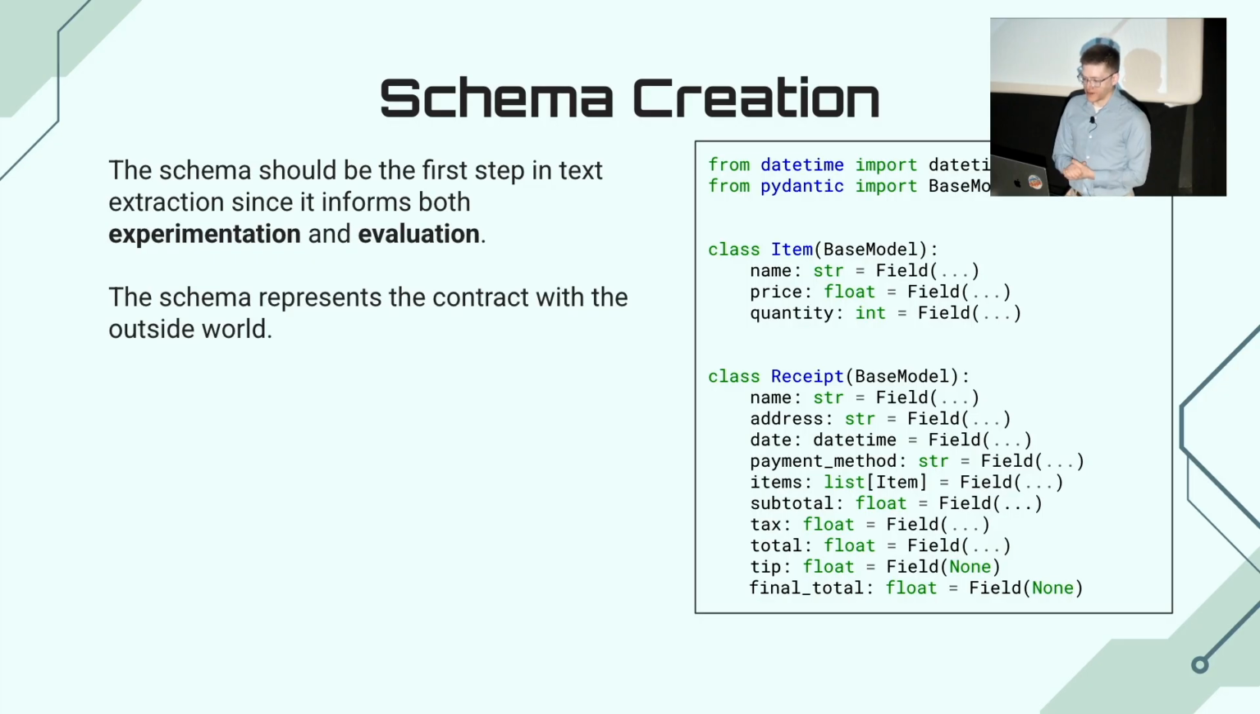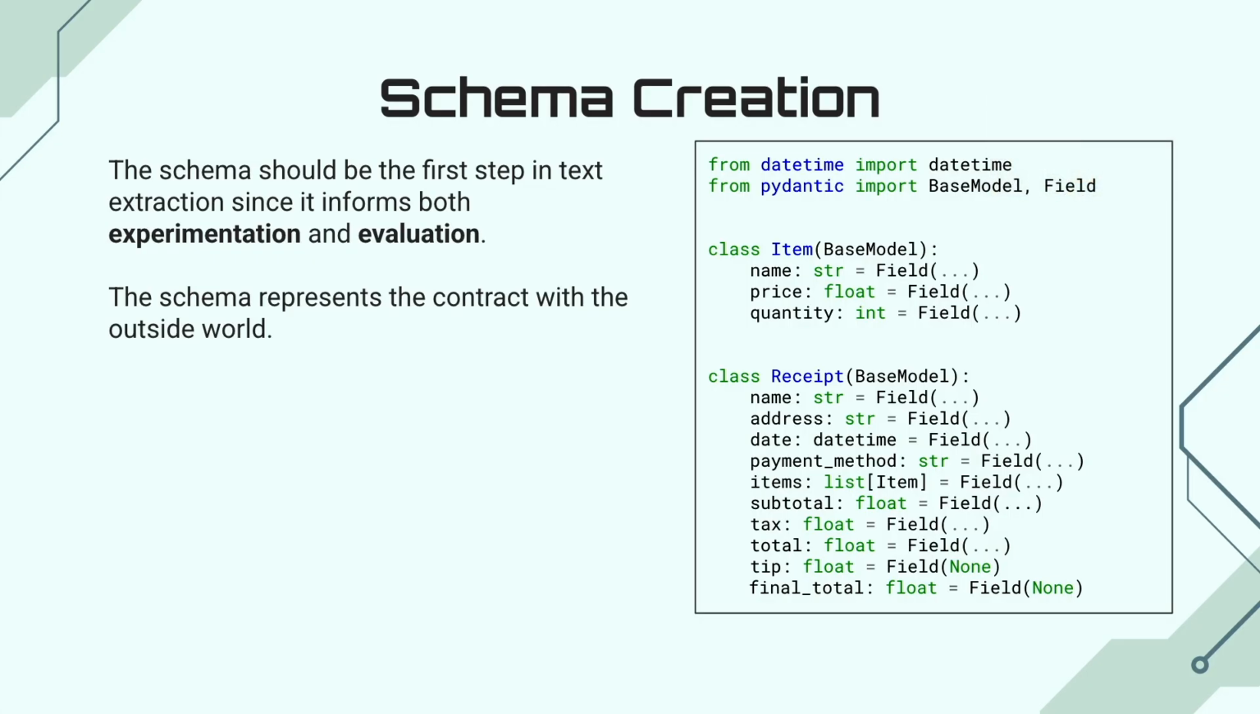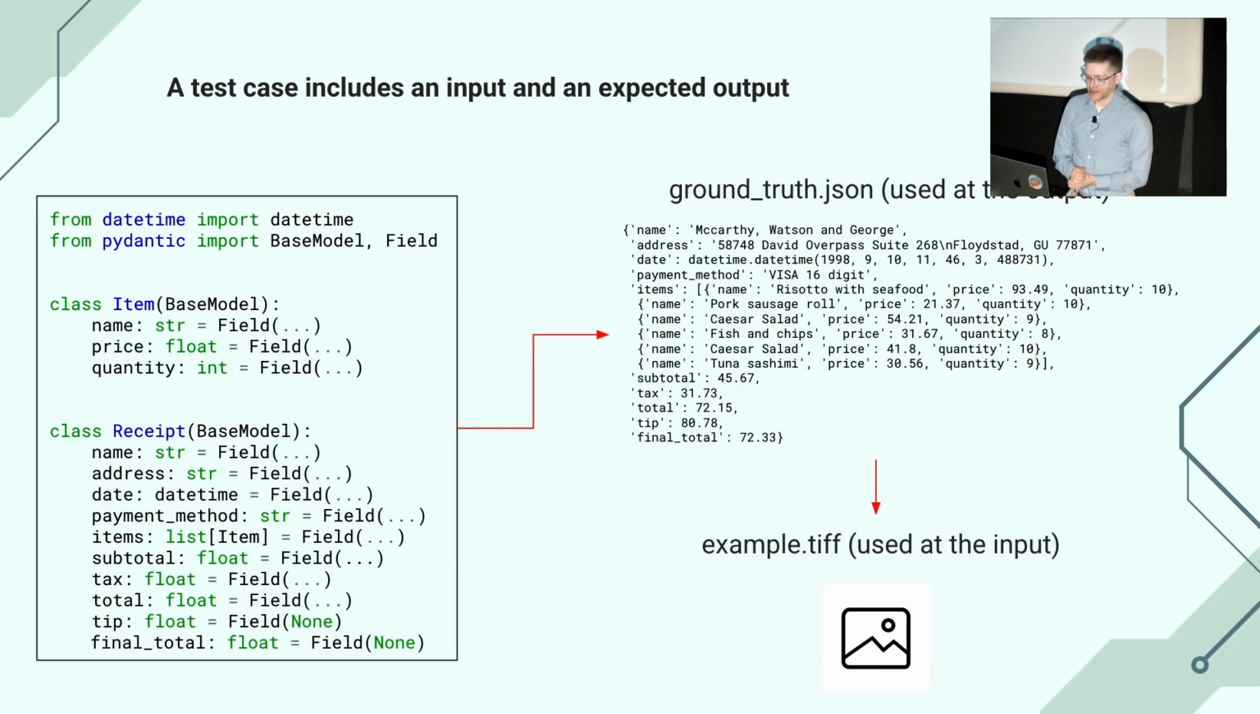I've talked about the Pydantic schema before. It just represents the contract between the extraction and the outside business application. So that's important to get right out of the gate, because it informs both of the following steps. In terms of test case creation, this is where you're going and creating a bunch of test cases in the case that you don't actually have real data, which is probably most of the time when we're trying to develop these things.